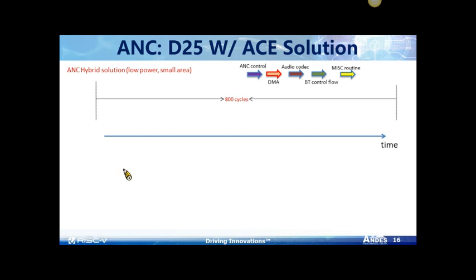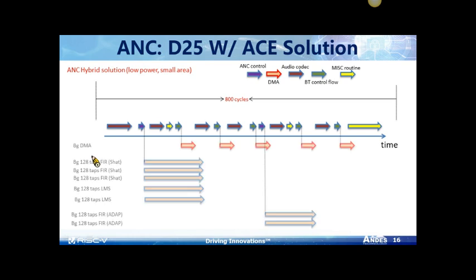Next, let's make the timeline into 800 cycles. In this duration, we still need to do some other jobs, for example, audio codec, ANC control, BT control flow, and some mixed routine. Then we just put the customized instruction in the background. As you can see here, we have put 5 FIR filters and 2 LMS. With D25+ACE, we can achieve the most complicated algorithm without full hardware design.